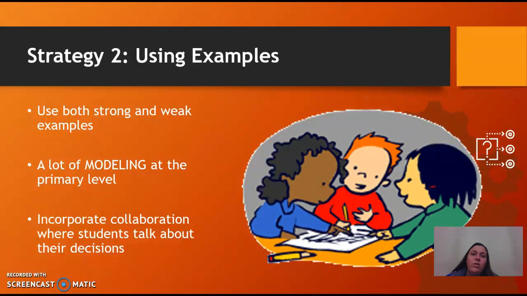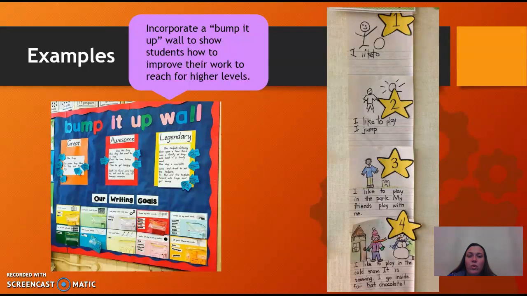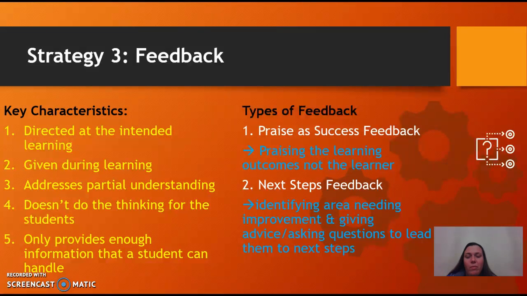Strategy 2 talks about using examples. This is a lot of modeling because kids don't really know how to grade each other's work. So it's helpful to have rubrics shown, not just having a rubric that they follow, but having a guideline like you can see up here, knowing what a 1, 2, 3, or 4 would look like. Weak examples is one that I really struggle with, but I did find this bump it up wall, which I thought was great. So that's another take on showing weak examples.